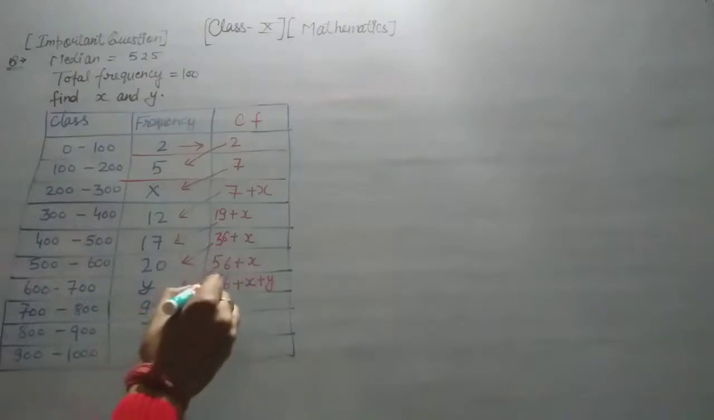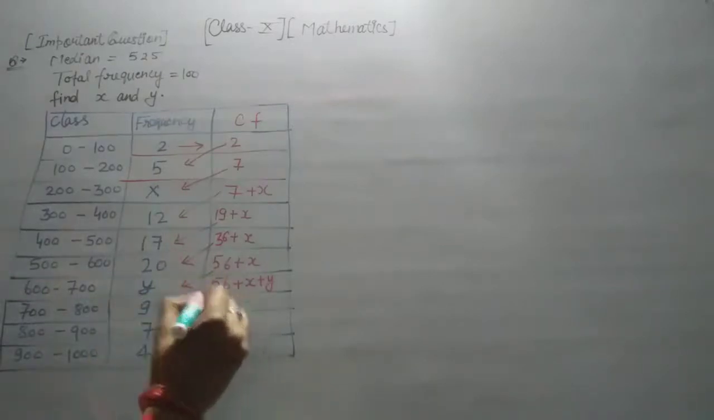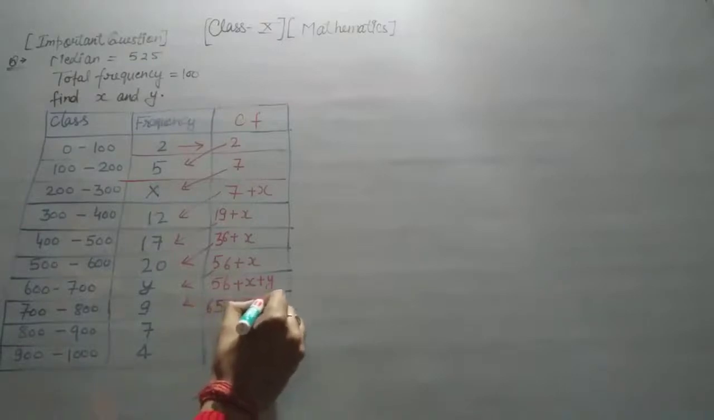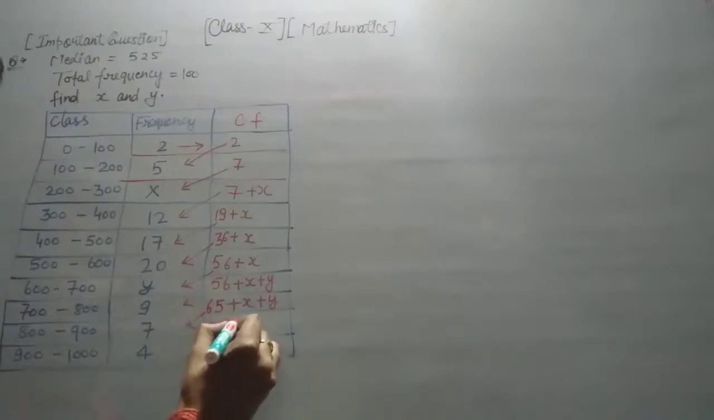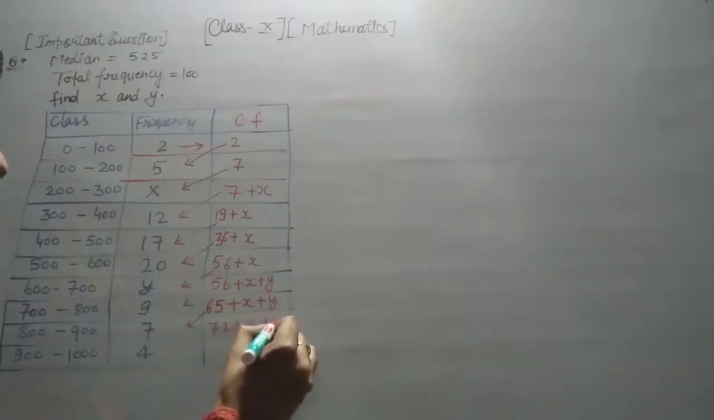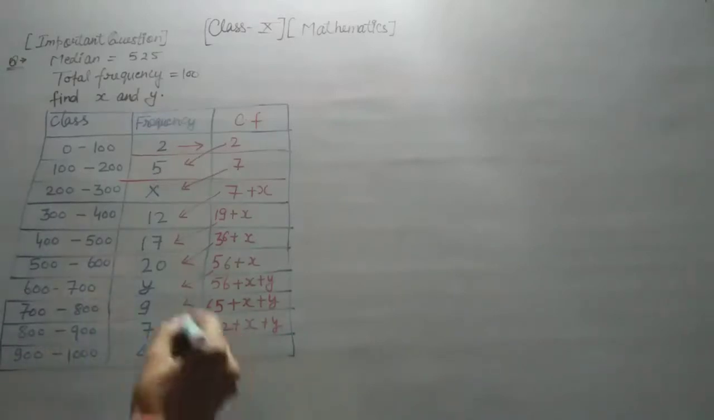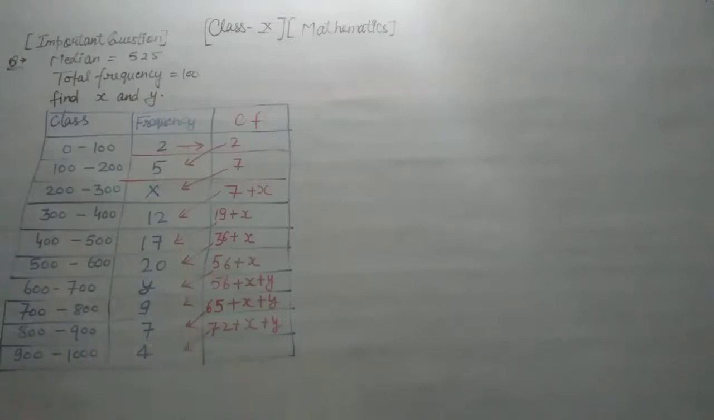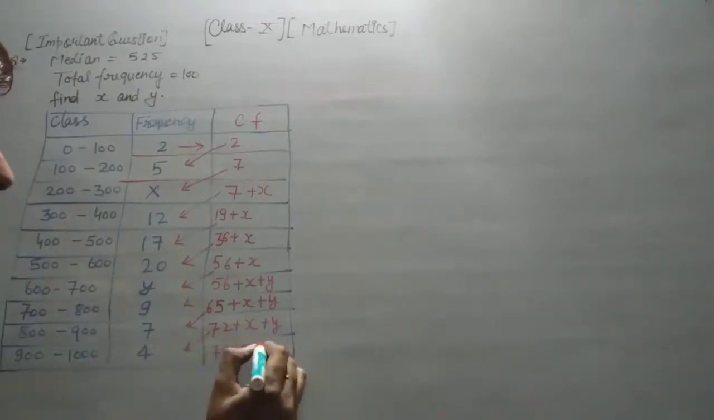Now we add 9 and get 65 plus x plus y. Then add again and get 72 plus x plus y. Then add the constants, and x and y are variables, so leave them just like that. So we get 76 plus x plus y.